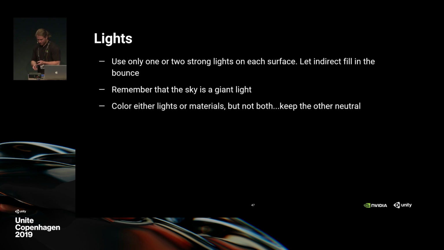So when you're lighting a scene with either the sky or one of these big directional lights, you want to let the light pick up the color of the indirect bounce for you. So color the materials and keep the light neutral, or color the light and keep the materials neutral.